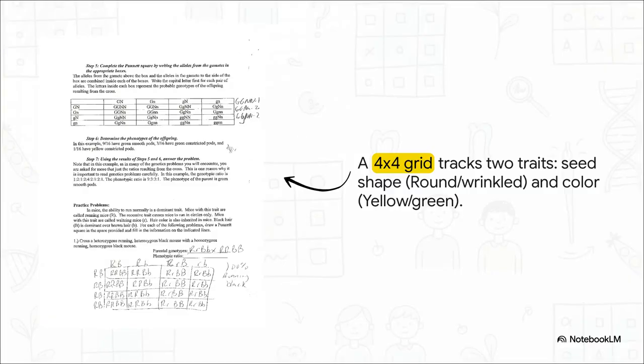Now, I know this might look a little intimidating, but trust me, the principle is exactly the same. We're just using a 4x4 grid now to track all the possible combos for two different genes. You figure out all the possible allele combinations each parent can pass down, you put those along the top and side, and then you just fill in the grid like before.